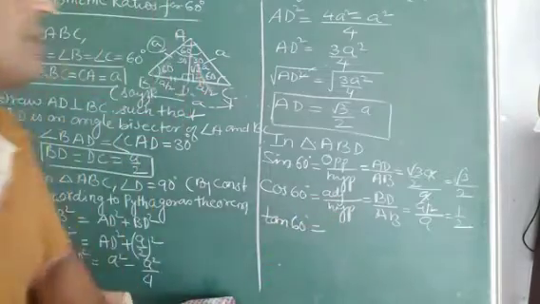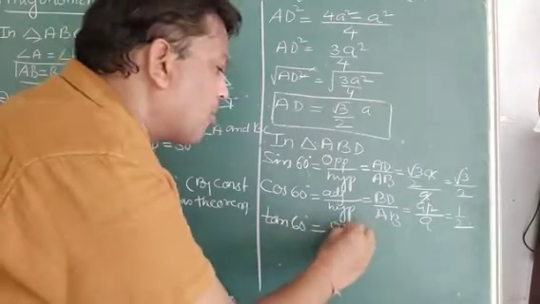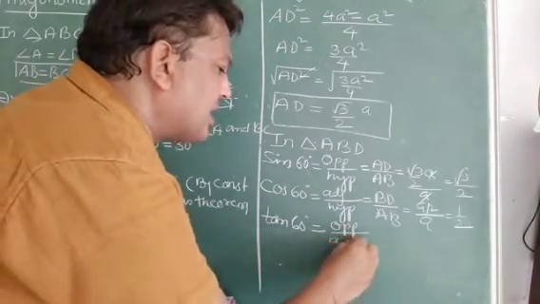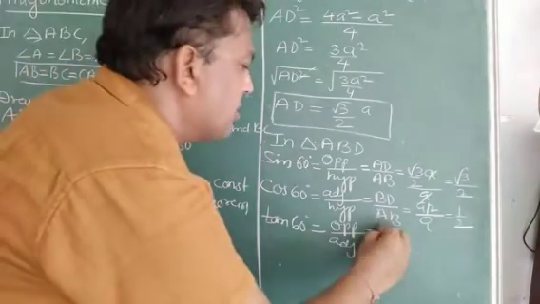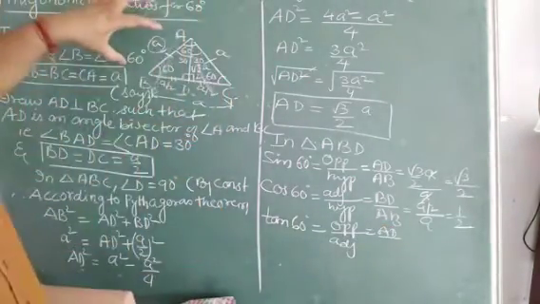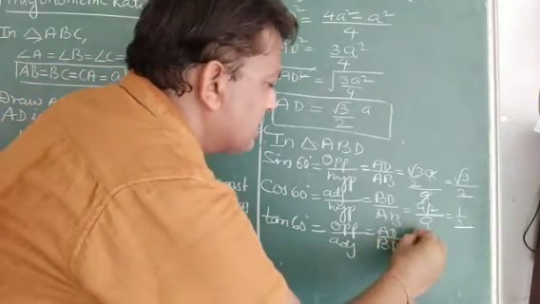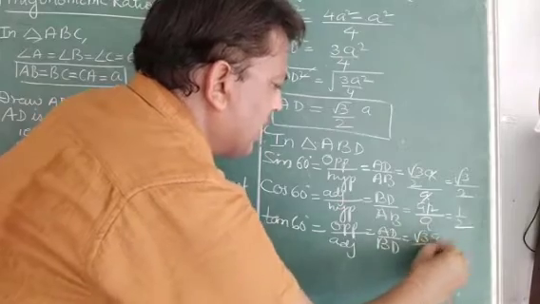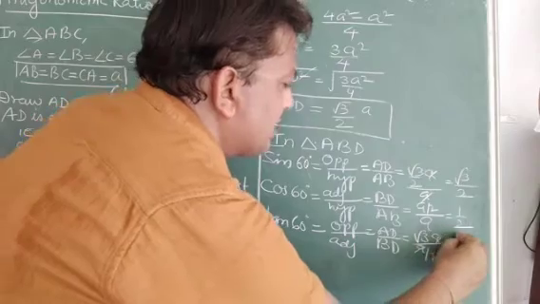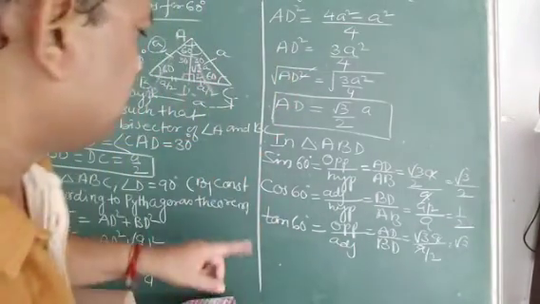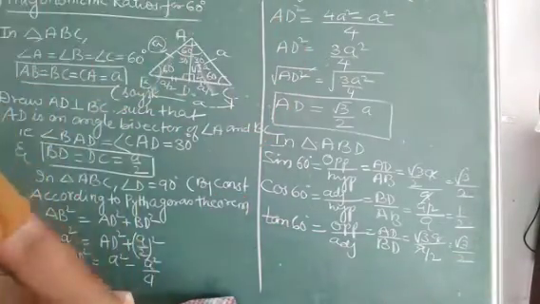Now tan 60 degree is equal to, children. Tan 60 is equal to opposite upon adjacent. Opposite with respect to B is AD and adjacent is BD. So children, AD is root 3 into A, by BD which is A by 2. A cancels, children. Root 3 by 2.